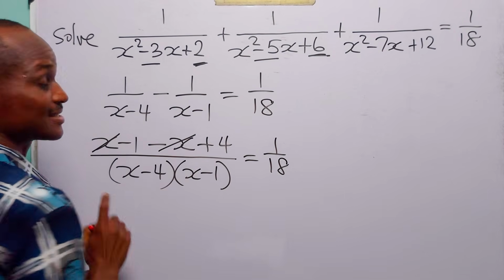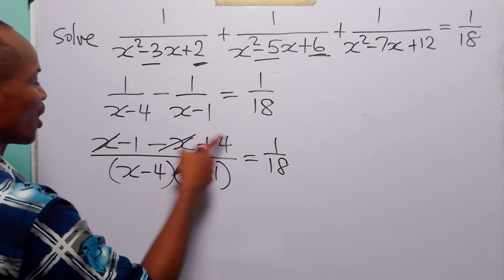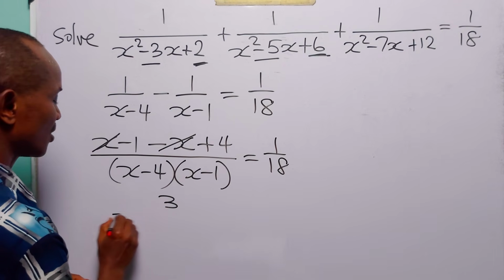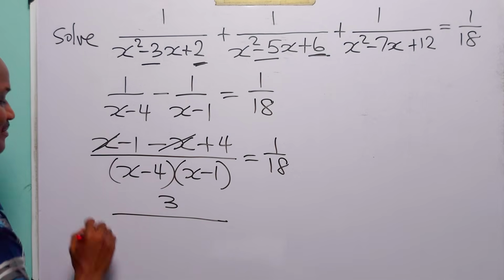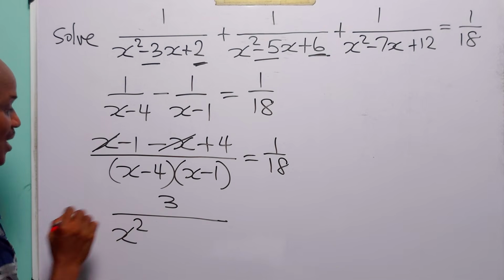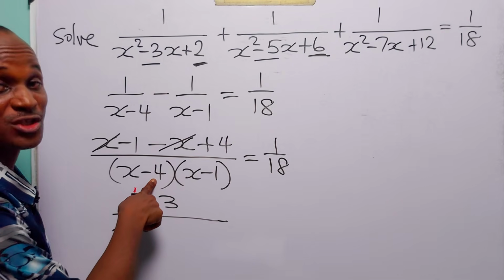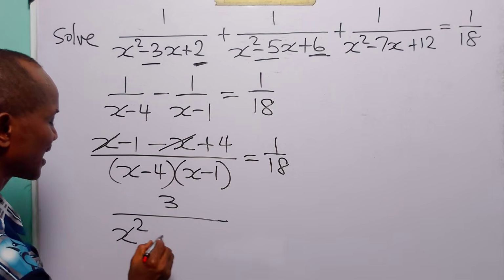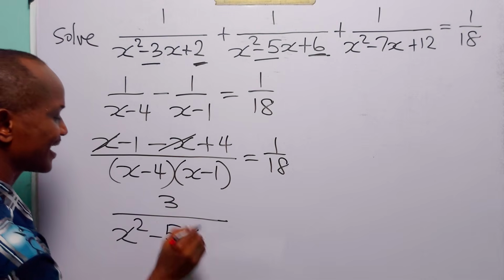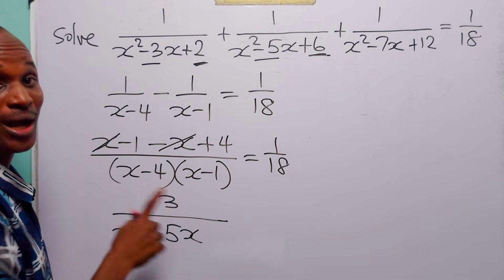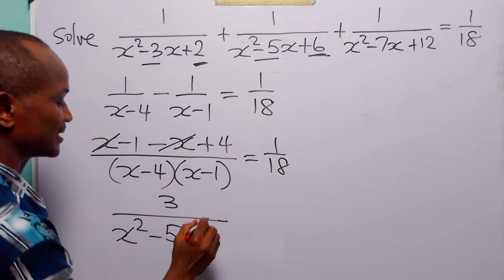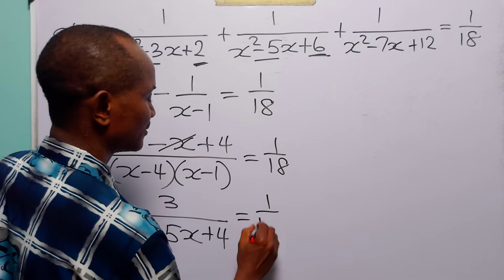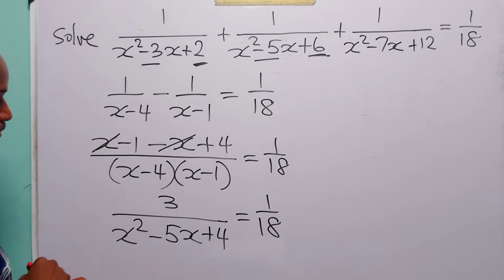x minus x is equal to 0. 4 minus 1 is equal to 3. So we have 3 over, now, x times x is x squared. Minus 4 minus 1 is minus 5. So we have minus 5x. Minus 4 times minus 1 is plus 4. And this is equal to 1 over 18.